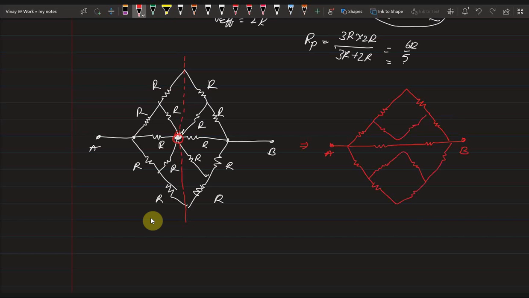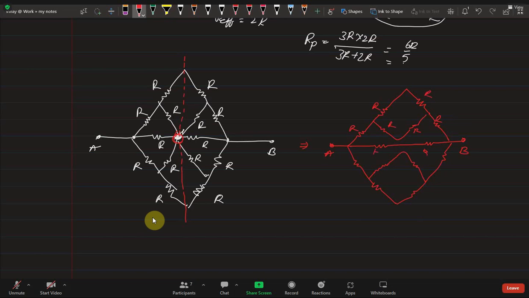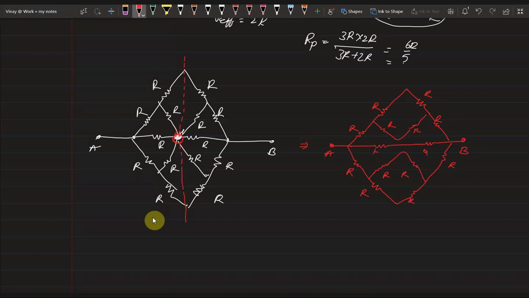Yes. So like this. Then again, what we can do? The upper part and lower part are similar to each other. Then what we can do? If both are similar to each other, what we can do? We can fold them. Yeah, we can fold.